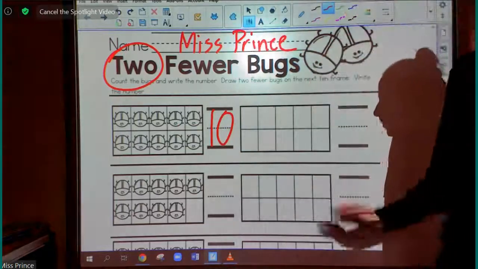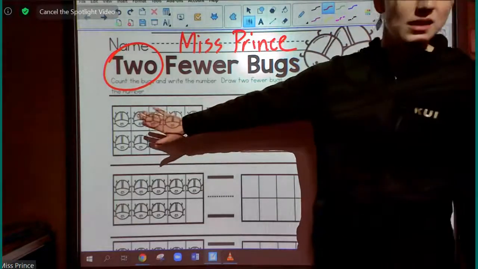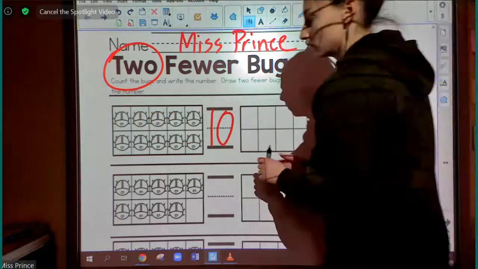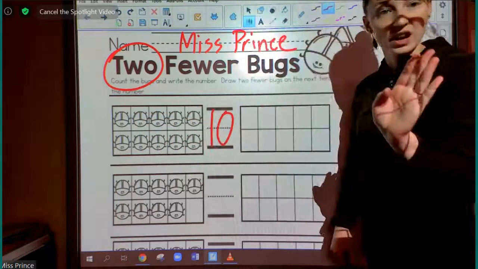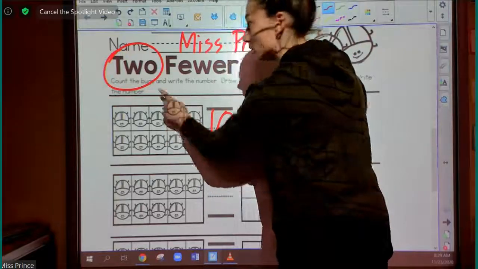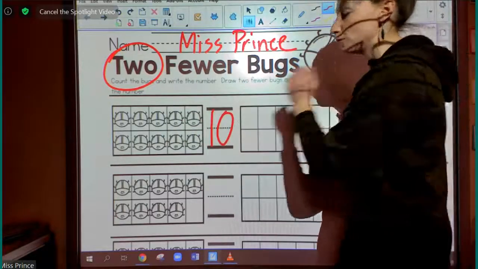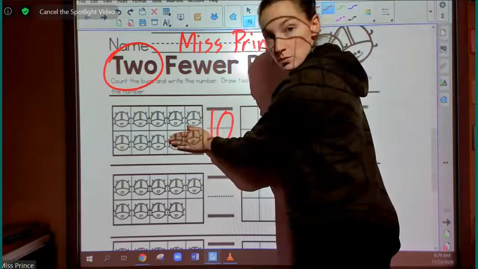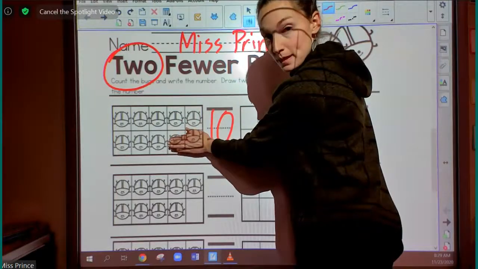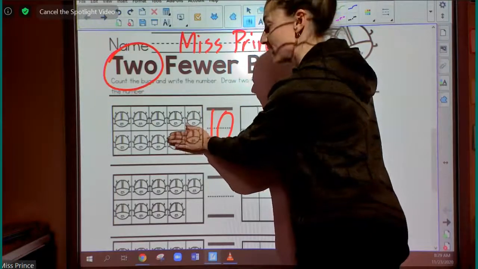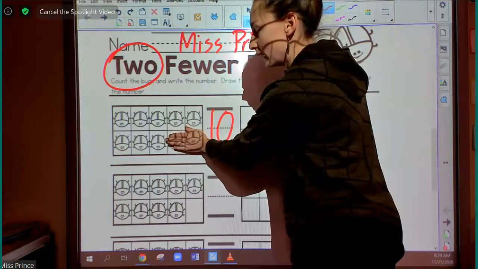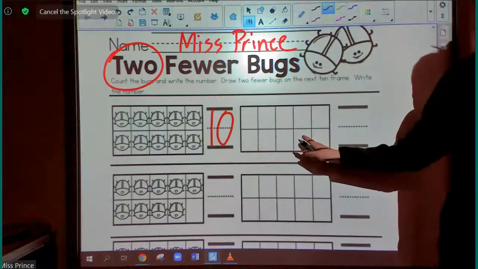Now, we're going to try and do this page without crossing these ones out. So, I just want you to take your hand or your fingers and cover 2 of them, because we're going to show 2 fewer. So we just get rid of these 2. Paulina, if I get rid of 2, how many am I going to draw over here?